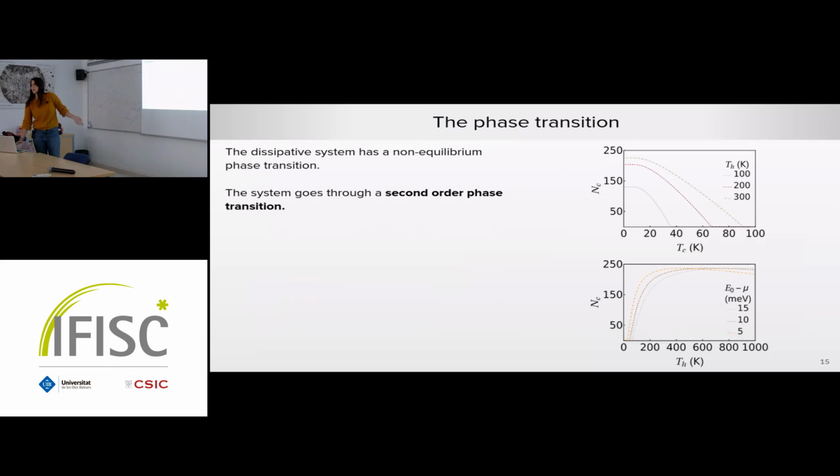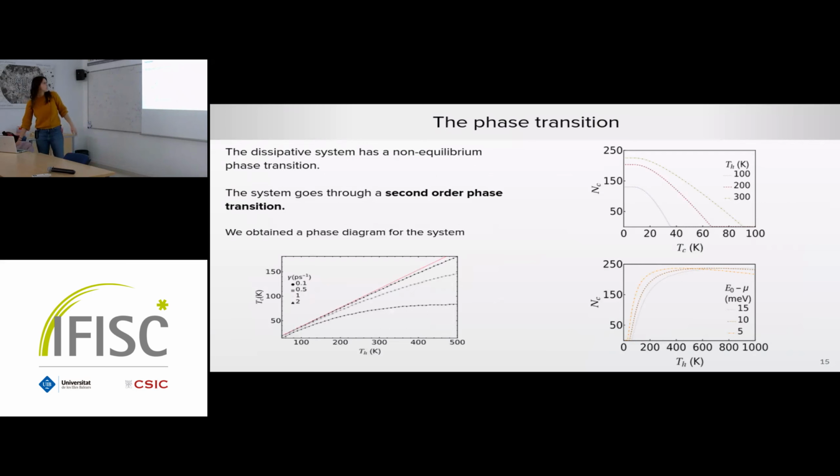Okay, so now we calculate the steady state of this whole thing, and we get the number of particles in the condensate as a function of both the hot and the cold temperatures. We see a second order phase transition in both cases, and they reach a maximum for certain temperatures. But the most important one is this one, which is the phase diagram. So it's a phase diagram as a function of the hot and cold temperatures. This is for different decay rates of the cavity. So the idea is below this, you have condensation, and above you don't.